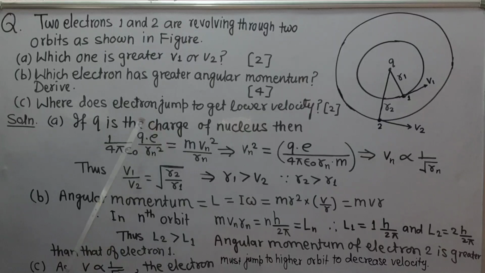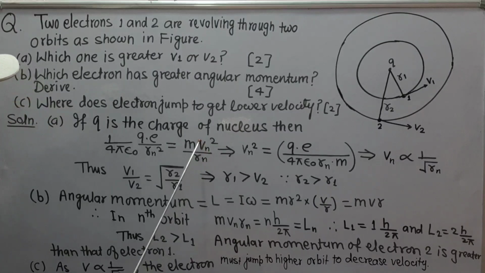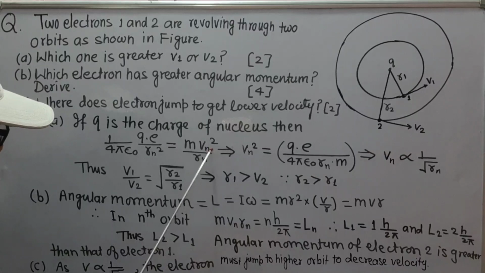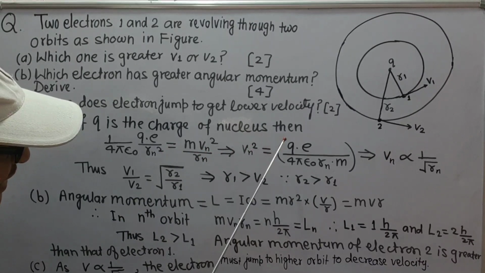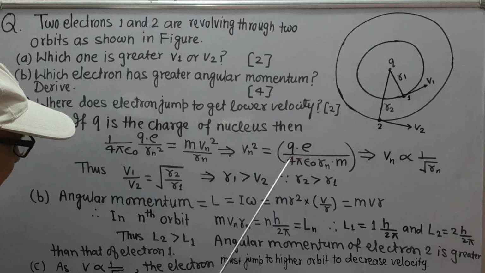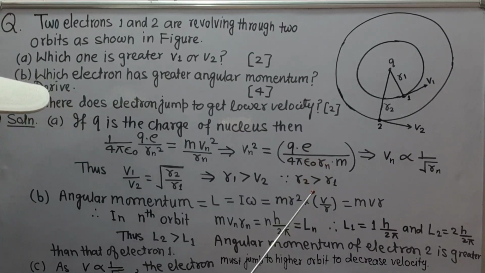Therefore, 1 upon 4 pi epsilon naught, q into e upon Rn square will be equal to m vn square upon Rn, where Rn is the radius of the nth orbit in which the electron is moving with velocity vn. Here Rn cancels out and we get vn square as q into e upon 4 pi epsilon naught m Rn.